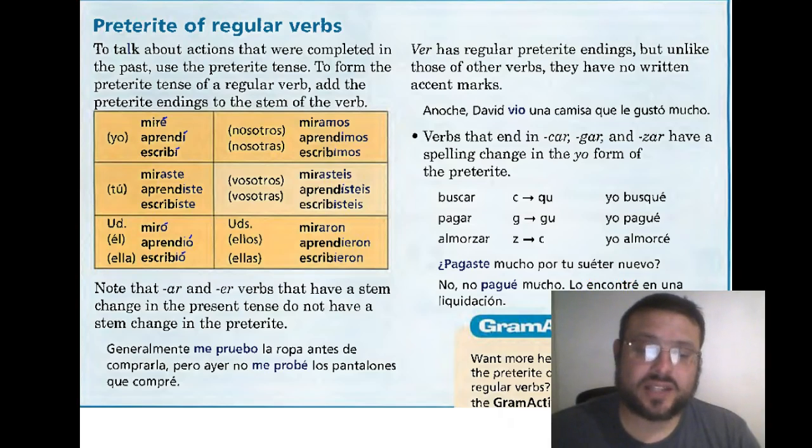Okay, so that's it for the preterite tense of Spanish verbs that are regular. There are irregular ones as well, and we will get to those later. But for now, make sure you work with these past tense forms in Spanish. Very, very important to say what you've done in the past. Gracias.